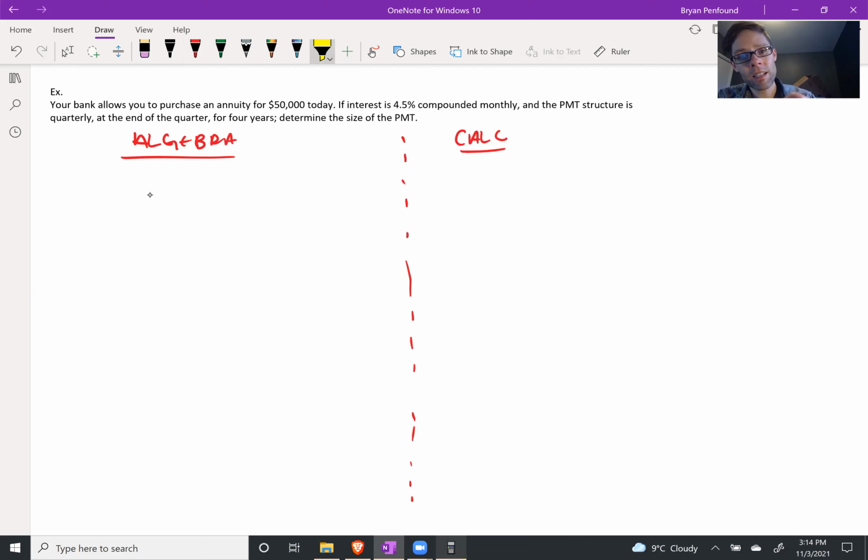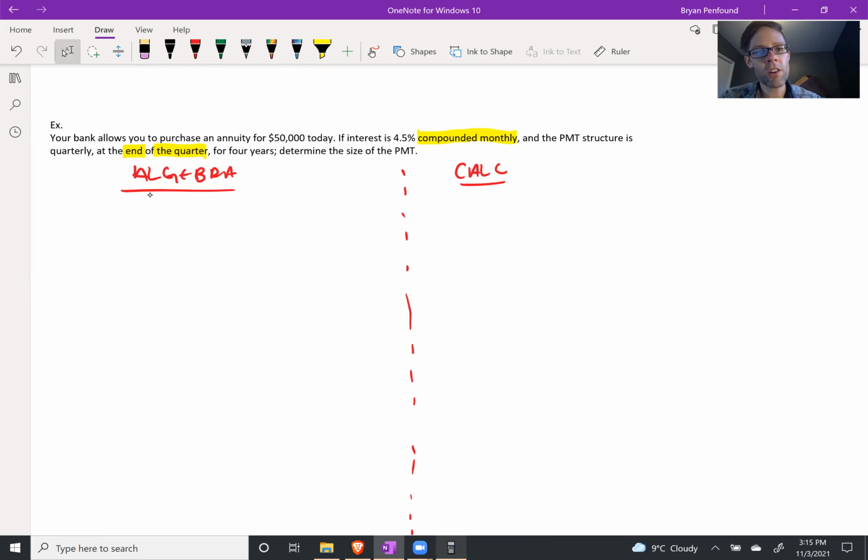So I'm going to highlight the important information. We need to know the compounding structure. We need to know the payment structure, and we need to know when the payments happen. So we have monthly compounding, quarterly payments, and payments at the end of the time period. So this is an ordinary annuity because payments happen at the end, but this is going to be a case where we do need the I2 formula because our frequency structure between the compounding and the payments are different. So this is a general and ordinary kind of annuity.